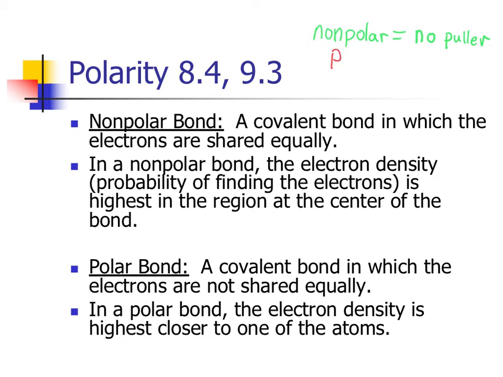A polar bond has poles. The electrons are not shared equally. It is a tug of war that somebody is going to win. Somebody pulls the electrons closer to them. And yes, it can in some cases be a 4-team tug of war.